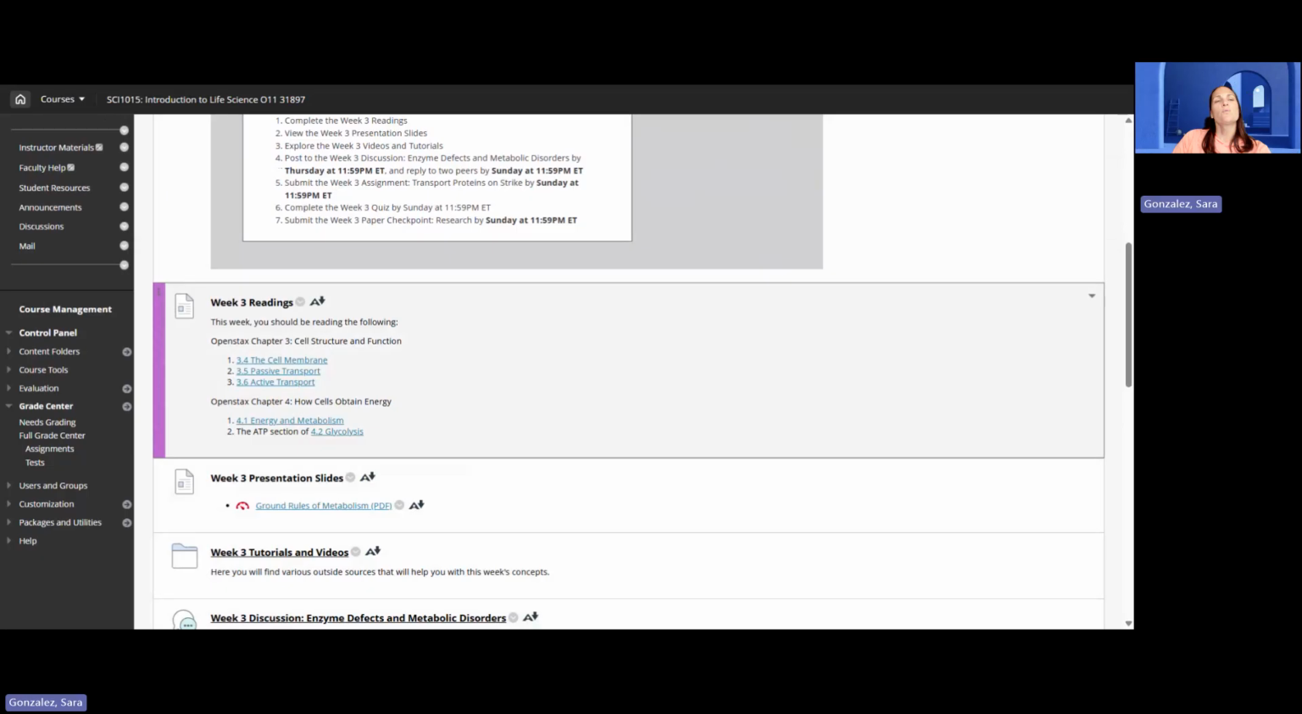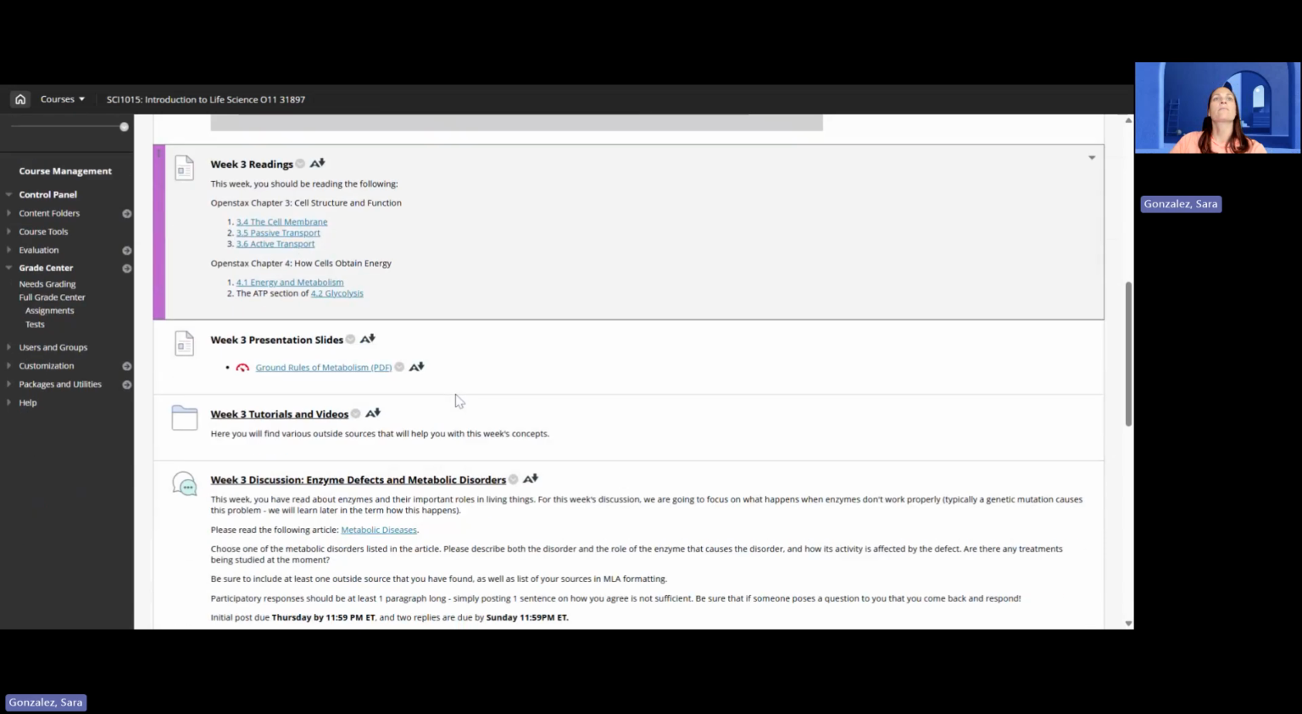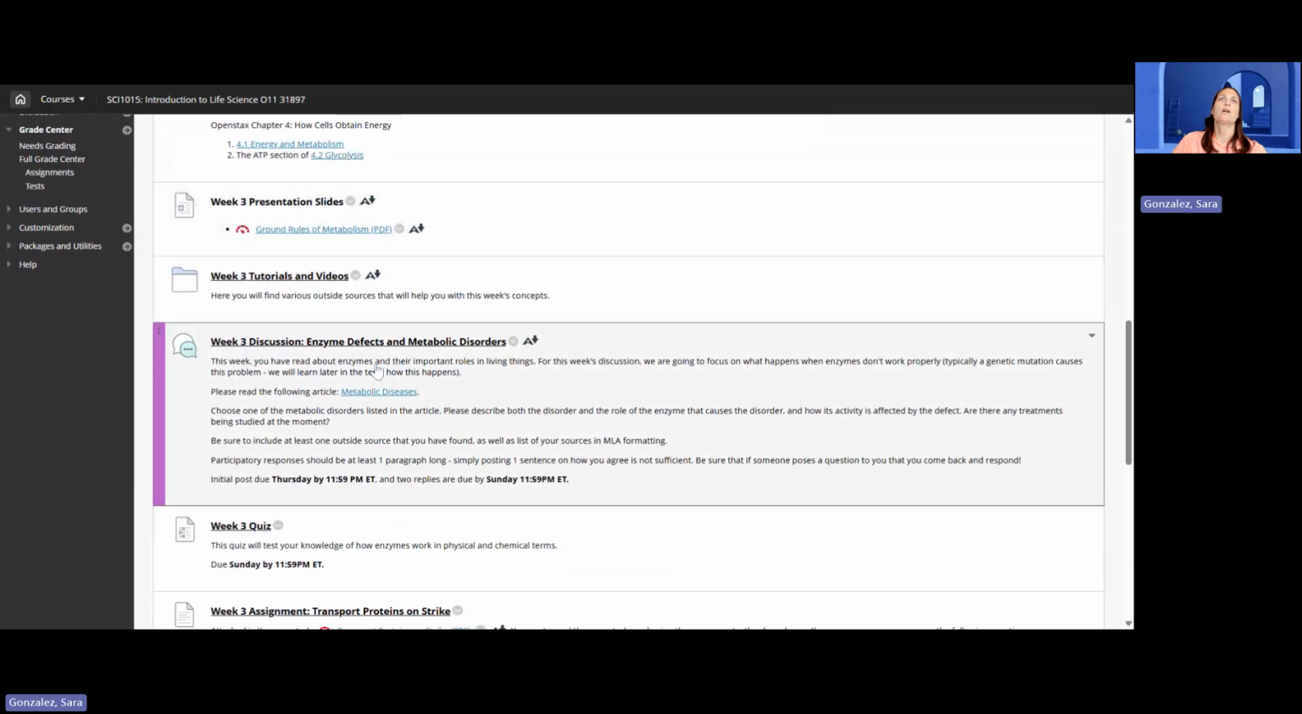So your readings for this week, you're going to read a couple sections in chapters 3 and 4. For chapter 3, take a look at 3.4 to 3.6, looking at the cell membrane, passive and active transport. And then for chapter 4, take a look at sections 4.1 and 4.2, looking at energy and metabolism, as well as glycolysis. There's a PowerPoint presentation to go along with those readings to help visualize some of those concepts that you'll be reading about, because it can be a little bit in depth. So hopefully the PowerPoint presentation will help you out.